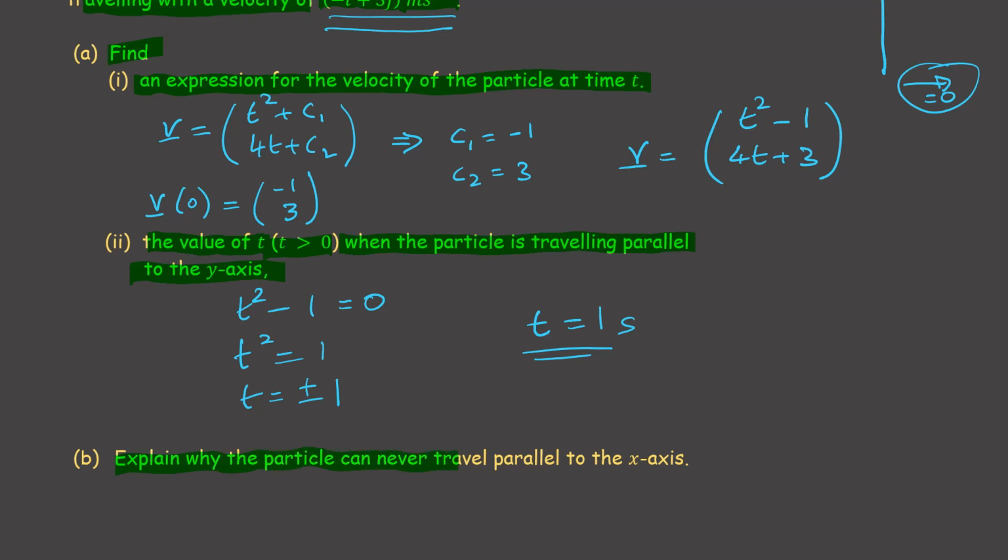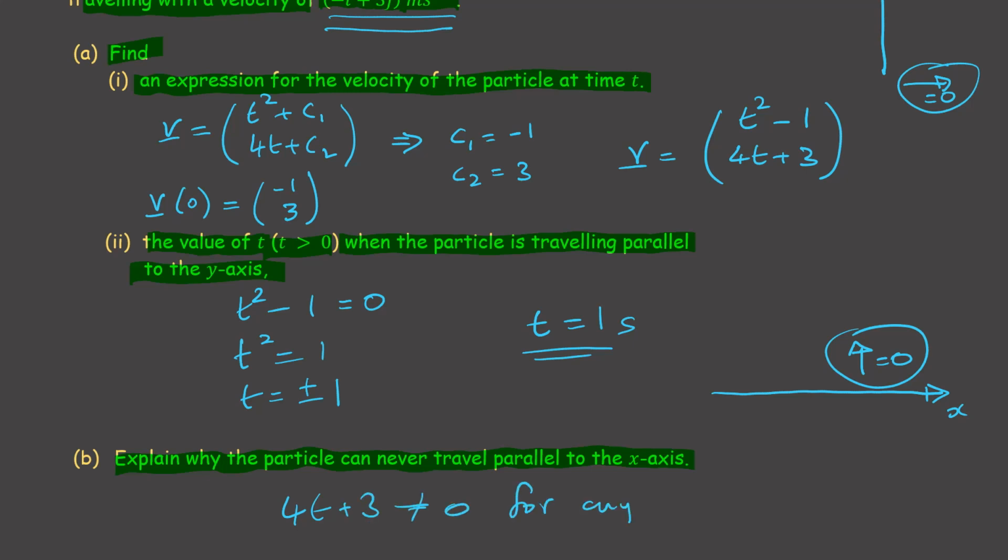Explain why the particle can never travel parallel to the x-axis. Well, to travel parallel to the x-axis, that would mean the y component of velocity would be equal to 0. And 4t plus 3 is not equal to 0 for any t greater than or equal to 0.